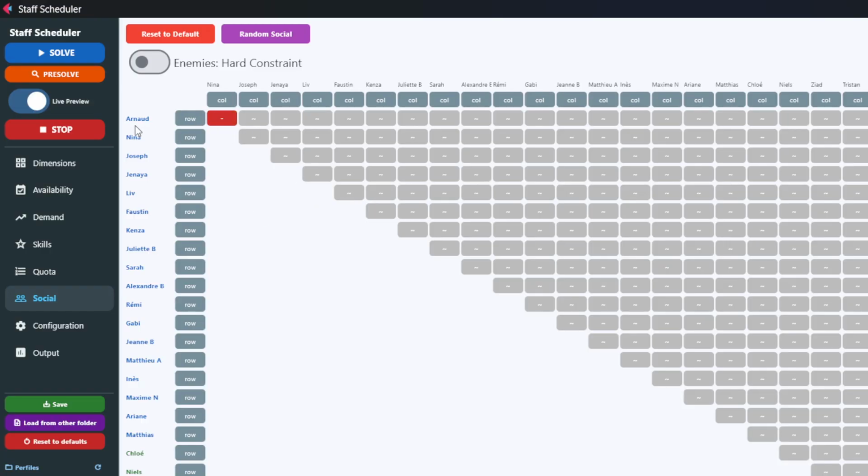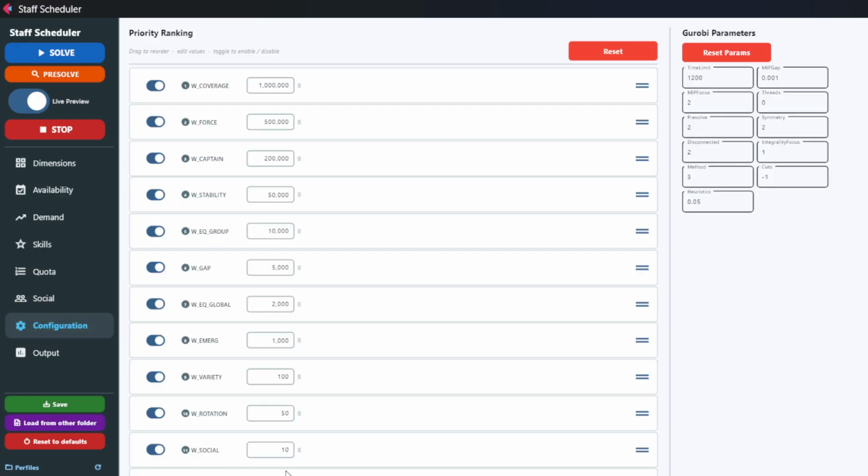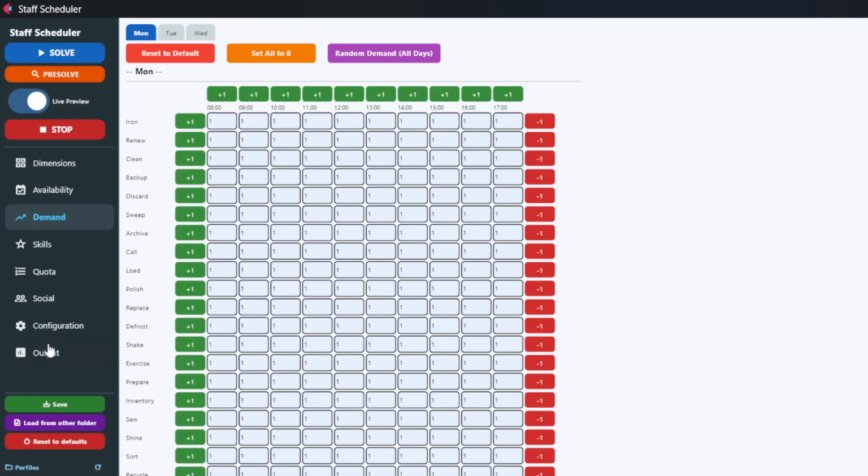If I put this red, it means that Arnaud is never going to be with Nina working at the same time. If I put it in green, it means that the algorithm will be encouraged to put them together. This is configuration, to basically tell the algorithm the priorities that it should follow when assigning people. Very briefly, here I'm saying there is a very big penalization for not assigning people to the tasks that I'm telling here that I need.